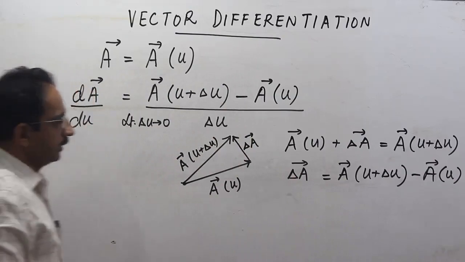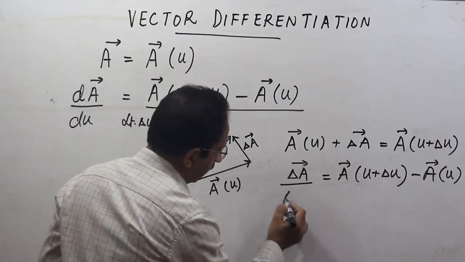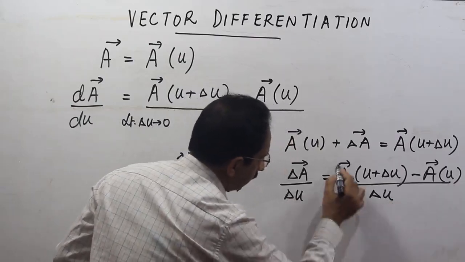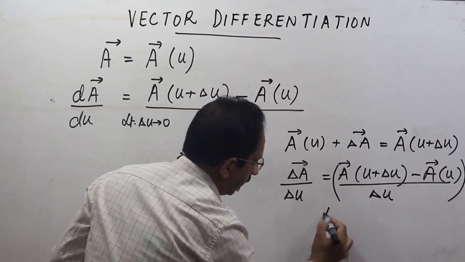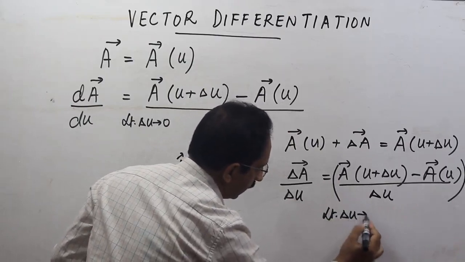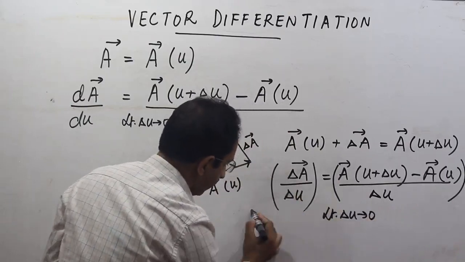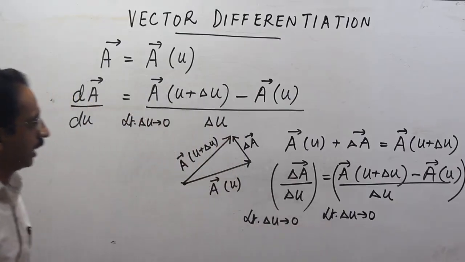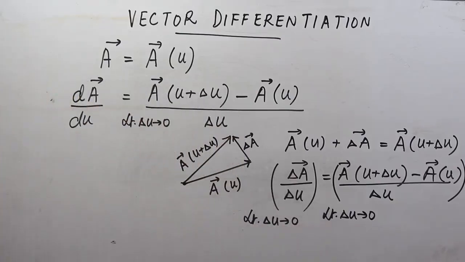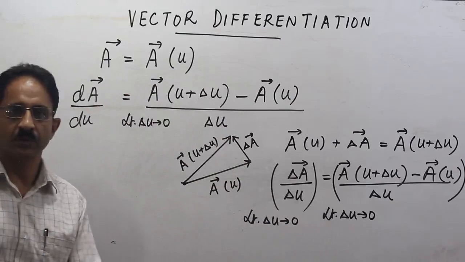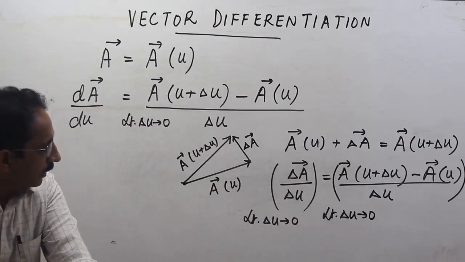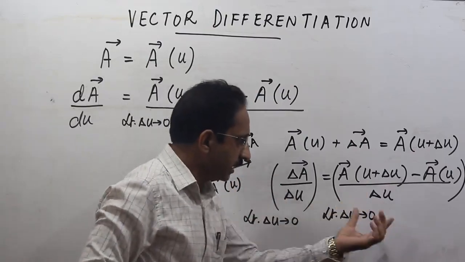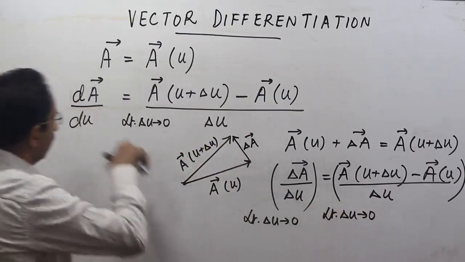Or finally, if I divide the left hand side by delta U, and the right hand side by delta U, and insert a limit, that limit delta U tends to 0, here limit delta U tends to 0, and now the subtle point is that this limit must exist. So that way you have to have the existence of this limit. Now if this limit exists, we arrive at this result.